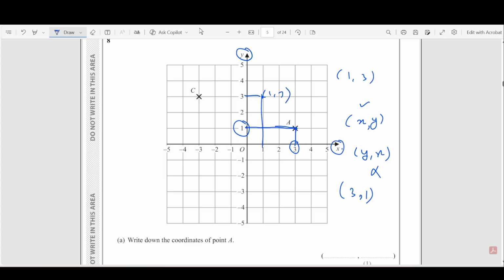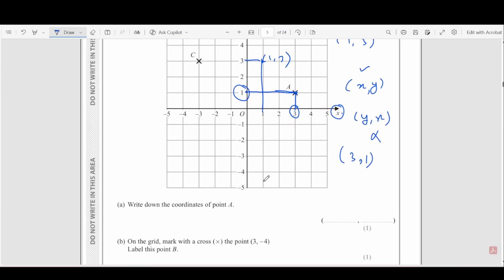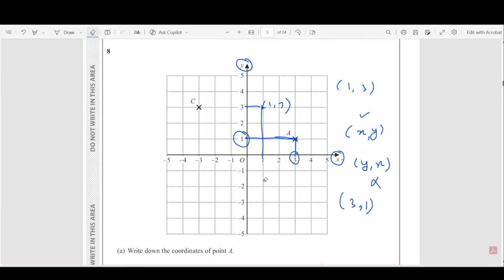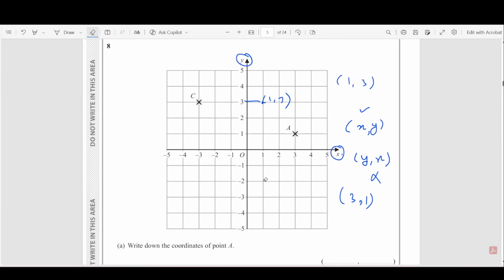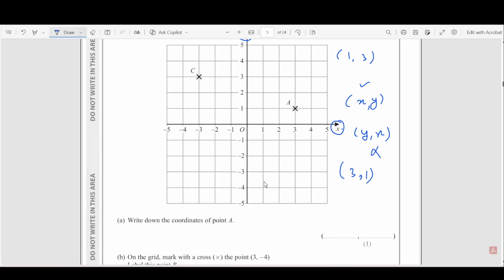So, which is a different point. And on the grid, mark the cross on the point 3 comma negative 4. So let's see, 3 comma negative 4. Let me just erase it. So as you can see here, in 3 comma negative 4, first is always x, then y.